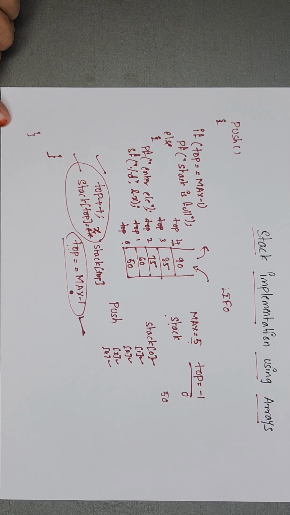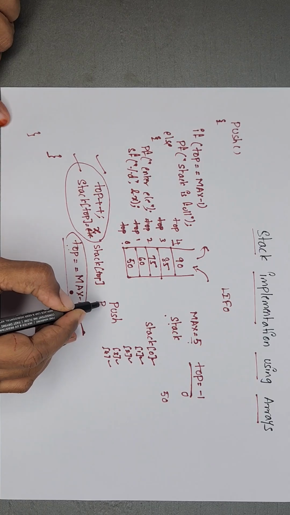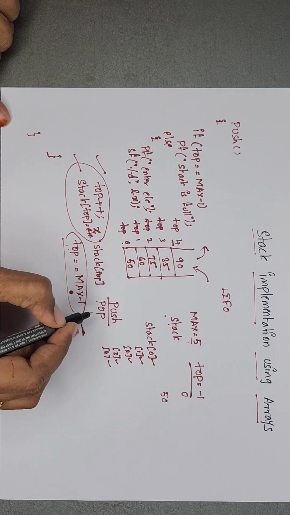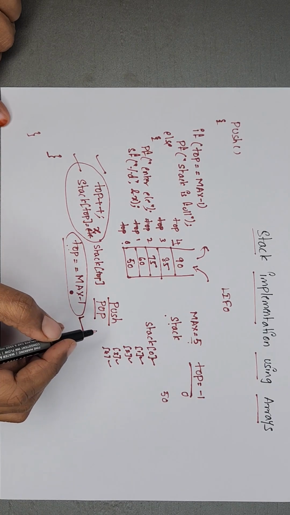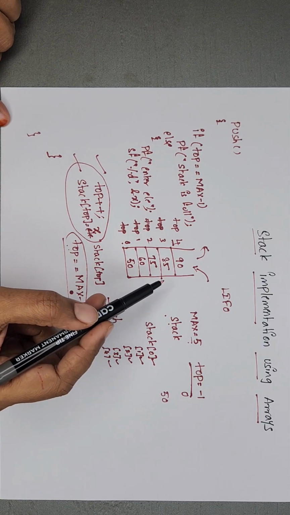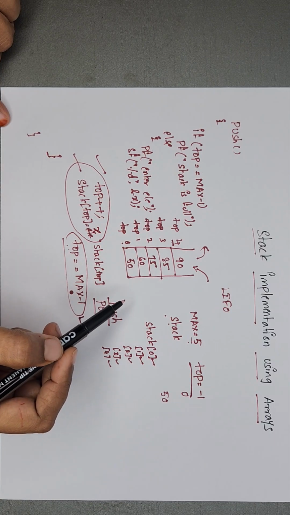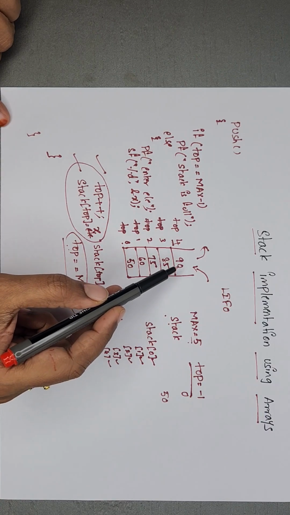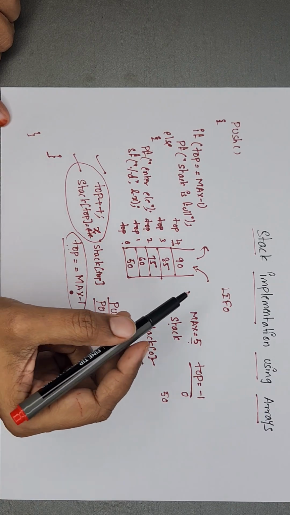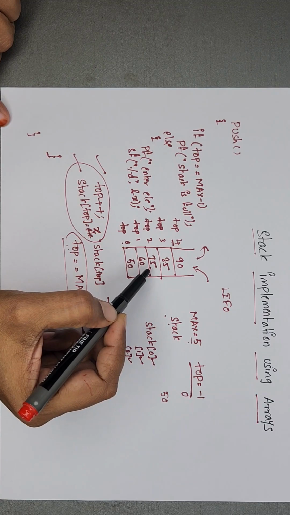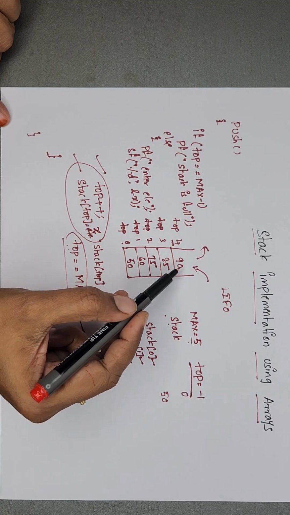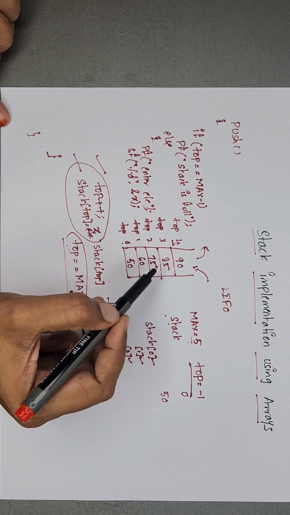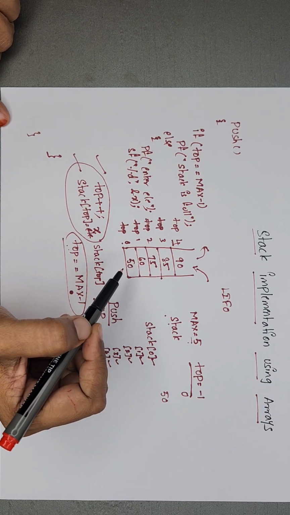And next we'll see pop. Push means insertion, pop means delete. Delete means you cannot delete an element randomly. Delete means always we have to delete the last inserted one only. So if you want to delete 75, directly it is not possible. You have to delete 90, then 85, and only then can you delete 75.